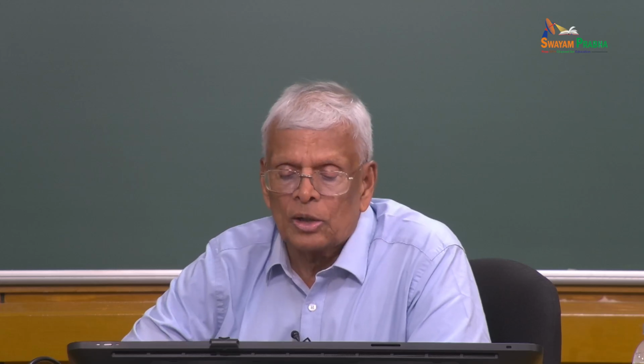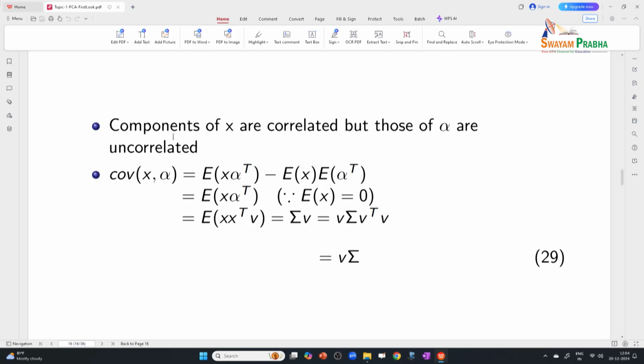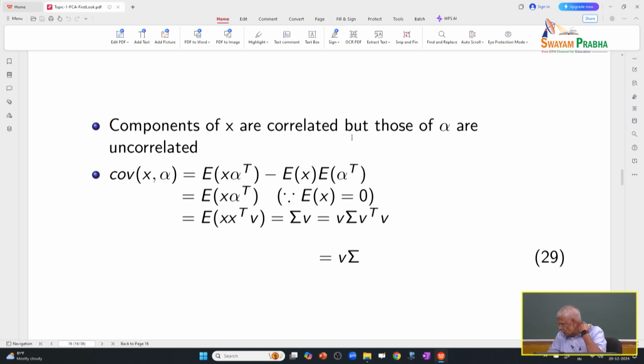Components of X are correlated. So, please understand, the components of X are correlated. Why is that? The covariance matrix of X is sigma. Sigma in general is not diagonal. If sigma is not diagonal, the components of X are correlated. But we have already shown alpha i and alpha j are not correlated.